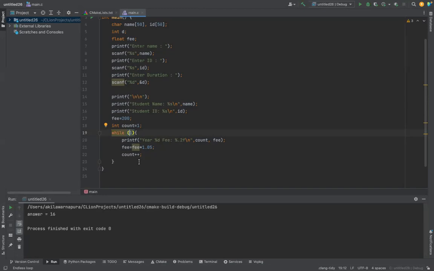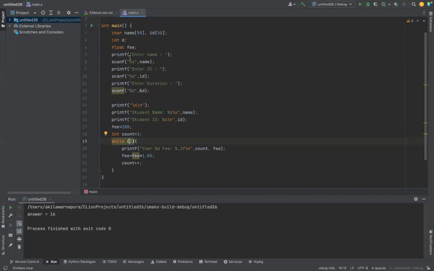However, there's a certain point where you need to stop. Where do you need to stop? If the user enters the duration as 5, after 5 iterations, you have to stop. How do we identify that iteration? You can identify that iteration using this count variable. When this count comes to 5, you have to stop. Suppose that user enters 5. Then the condition should be changed: while count is less than or equal to 5, you have to do this.